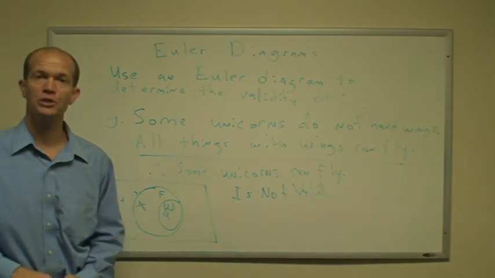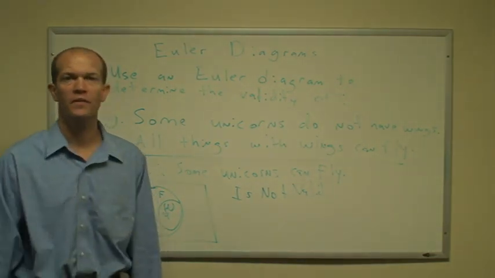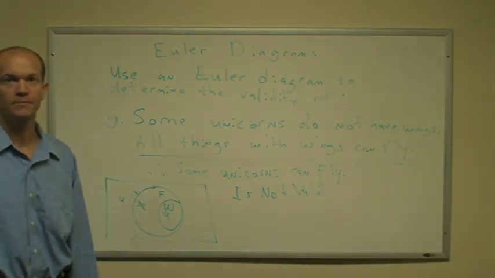So that was a look at using some Euler diagrams to determine the validity of certain types of arguments. Have fun with logic.